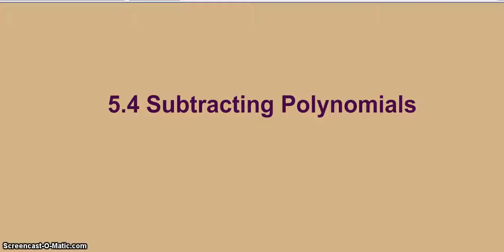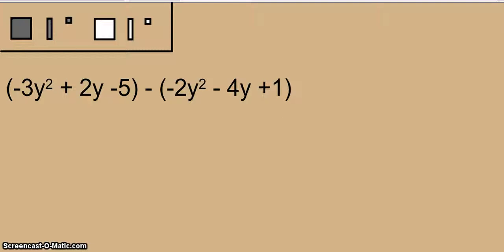In this video, you will learn how to subtract polynomials. In the first example, we will model the subtraction of polynomials using algebra tiles. To subtract polynomials using tiles, we begin by modeling the first polynomial.